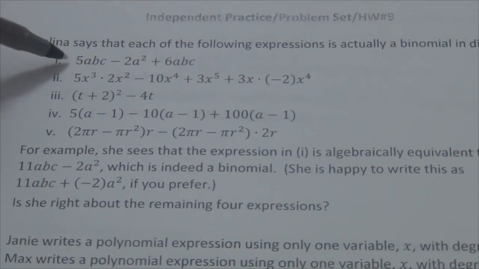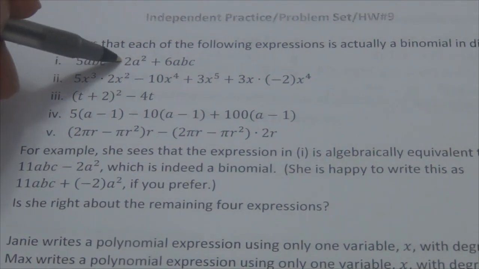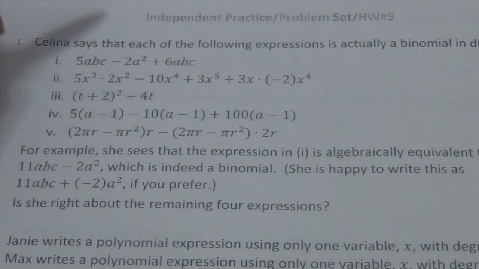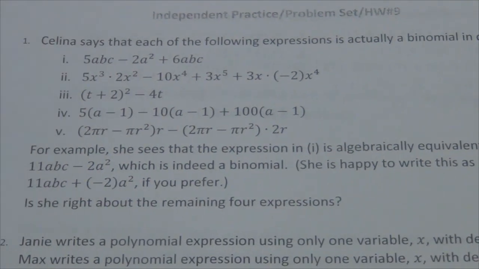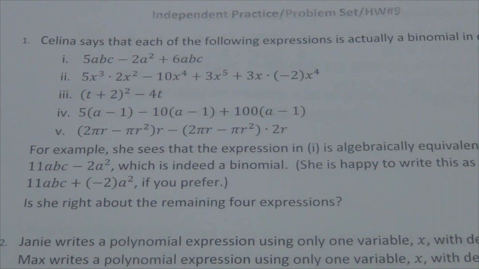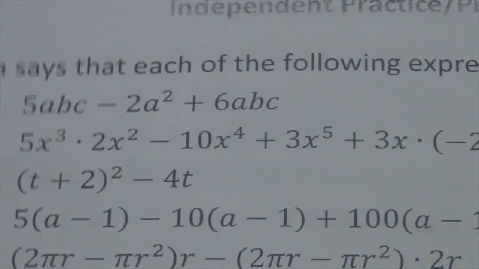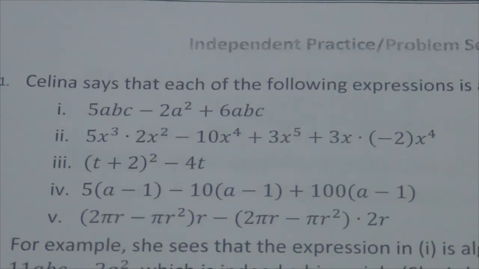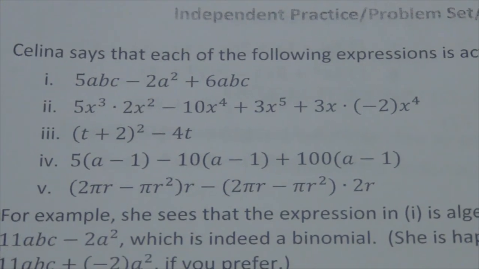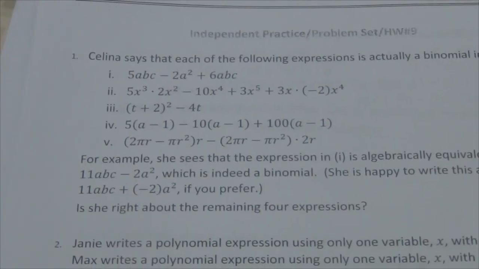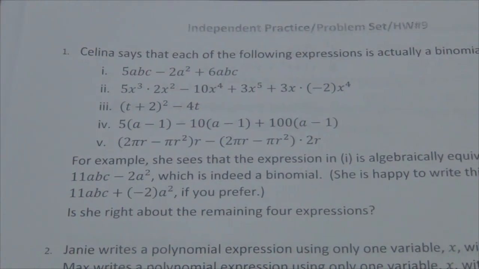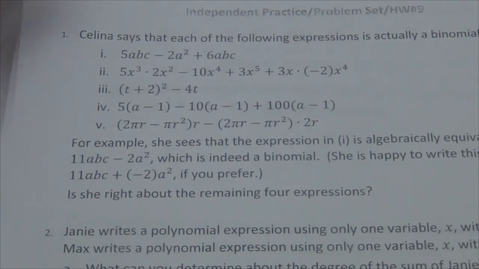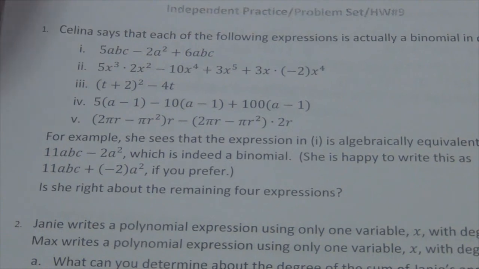So negative 5abc minus 2a squared plus 6abc. So you read the whole thing, and now I have to make sure that everybody understands this. Okay, right here. So let's see, binomials. Sure.